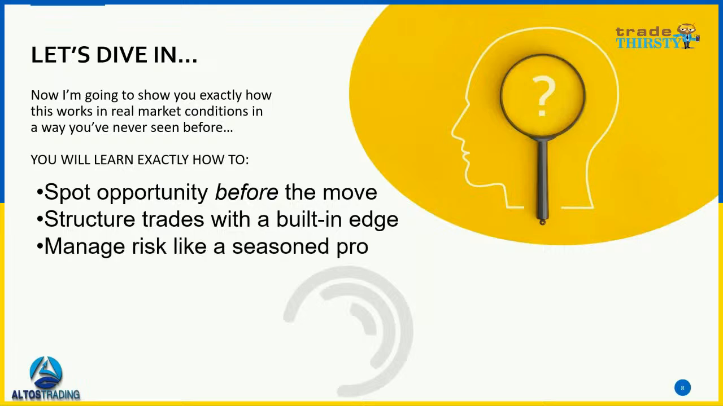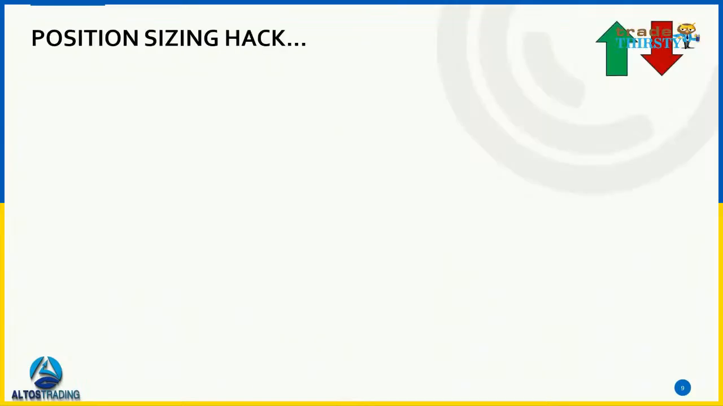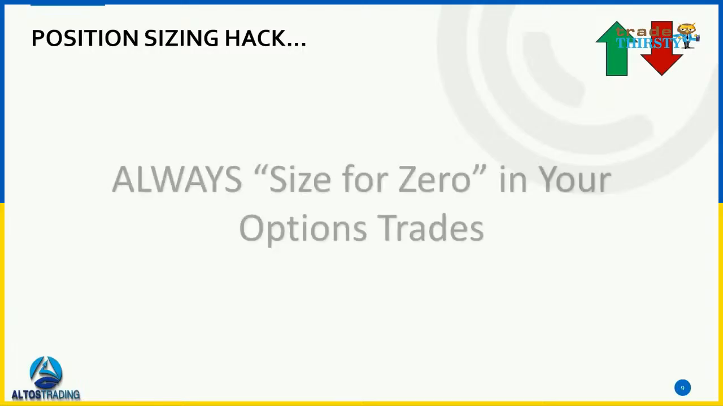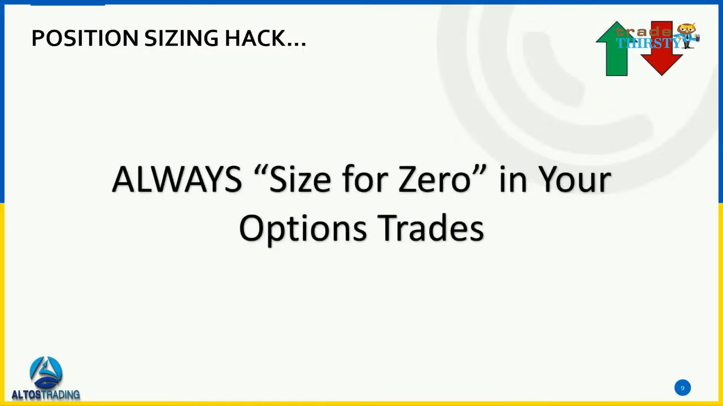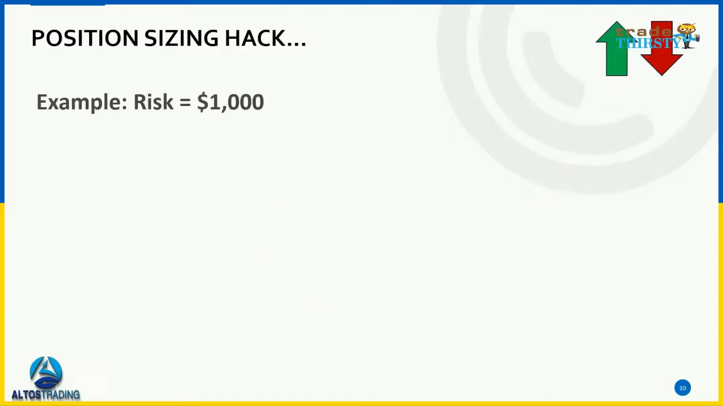Manage risk like a seasoned pro. Trading is just a risk business. It's like the insurance business, all centered around risk. So we have to control it, and we have to know what our risk is. Now I'm going to give you a position sizing hack called sizing for zero. This is something I've noticed is highly underutilized on the retail side, while it's nearly always used on the institutional side. I size for zero on all of my options trades, and I'm going to explain what that means. So I'm going to give you a couple of scenarios. Let's say we're willing to risk $1,000 on a trade.